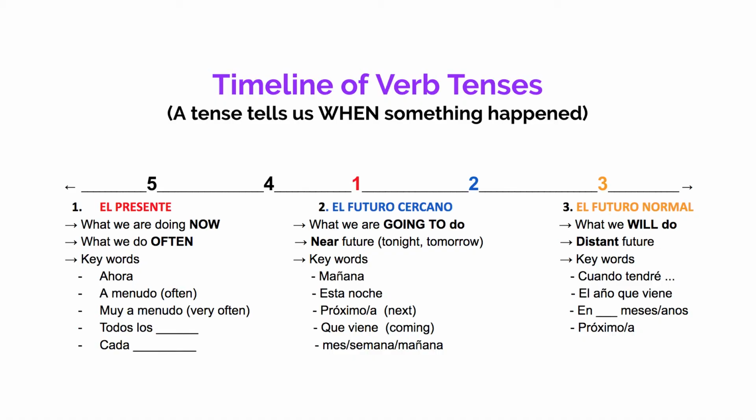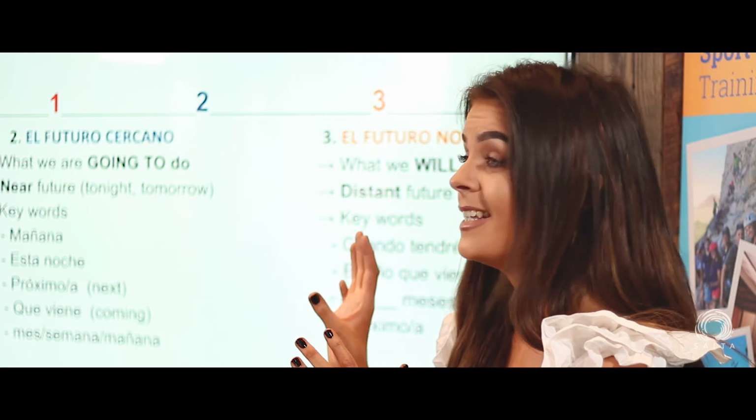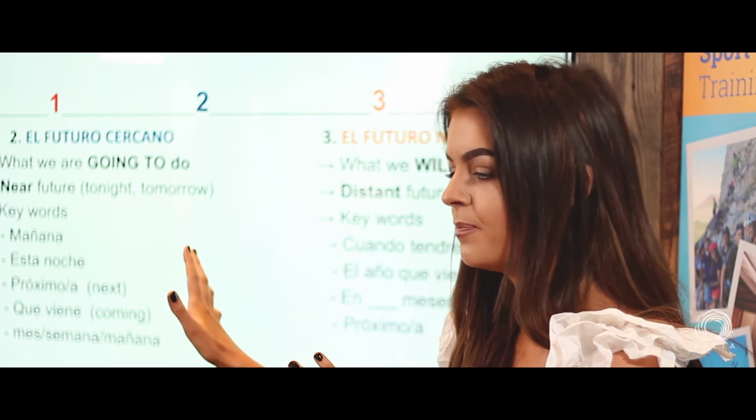So your keywords or your buzzwords that are going to help you look out for the present tense or you're going to use alongside the present tense are ahora, now, a menudo, often, muy a menudo, very often, and then todos los and cada, which are every. So that is when to use the present tense in a nutshell.